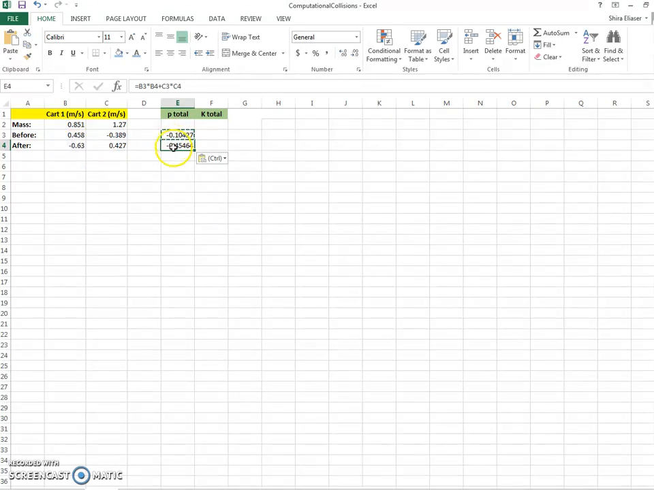There are two ways to enter a cell in Excel. One is just like this. This is a relative reference. It's one cell over and three cells to the left. There's also an absolute reference, and these masses over here are absolute numbers. This is going to be the mass of cart 1, and this is going to be the mass of cart 2 for the entire lab.